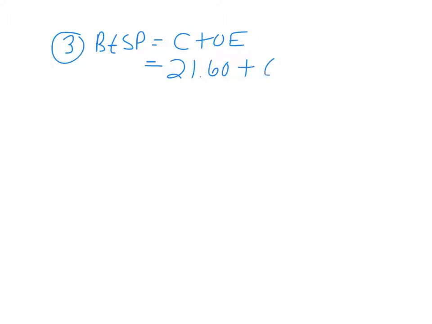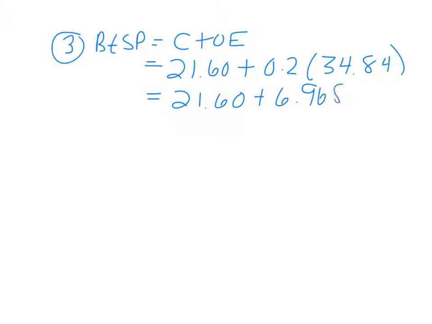Our next step is to find our break-even selling price, because without that we cannot determine whether it's a profit or loss. So that is cost plus our expenses, and our cost was $21.60 and our expenses were 20% of our regular selling price, which we determined was $34.84, and that will give us $21.60 plus 6.968, which will give us a break-even sale price of $28.57.